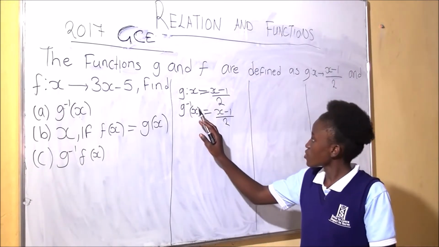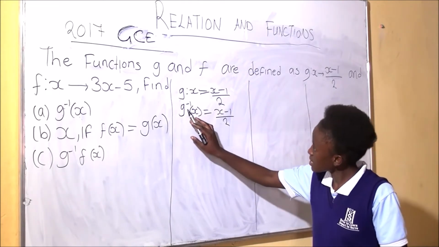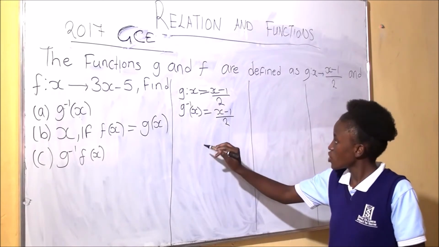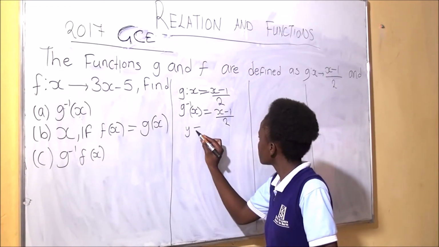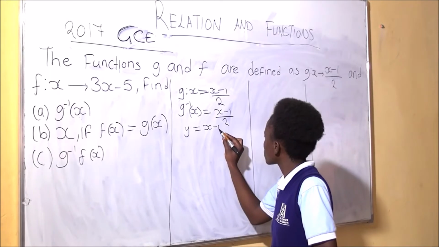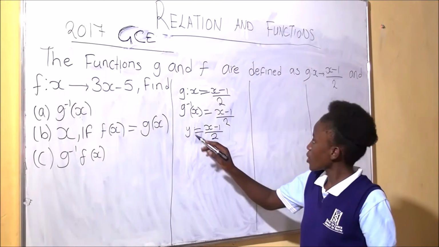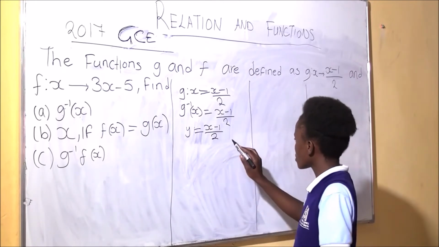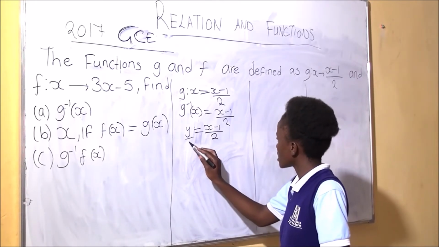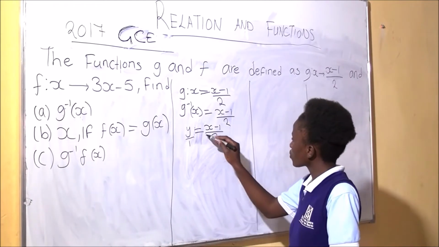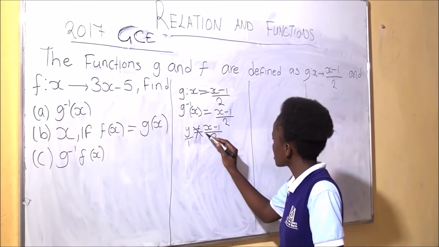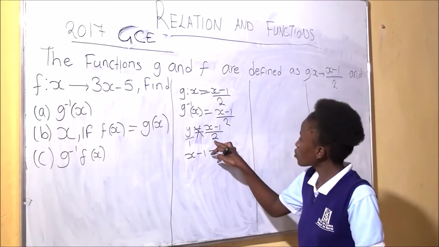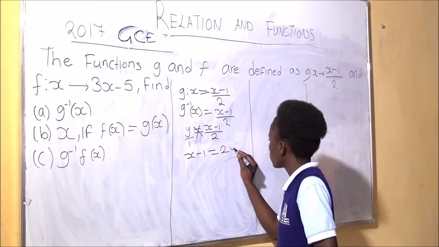Now, to find g inverse of x, we have to replace this g inverse of x by putting y. So when we put our y here, we have x minus 1 over 2. After replacing g inverse of x with y, we are going to cross multiply. On this side, we know that there is an invisible one. So we cross multiply like this. Then we are going to have x minus 1 is equal to 2 times y, which will be 2y.